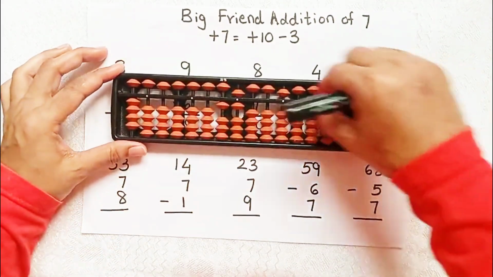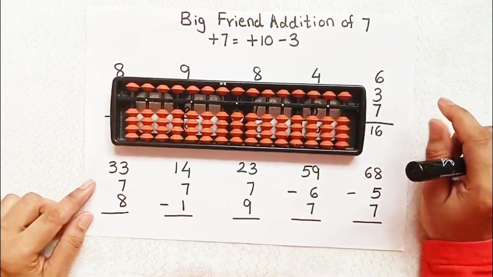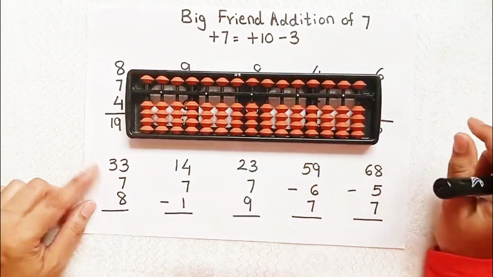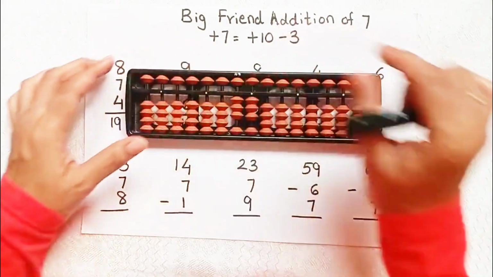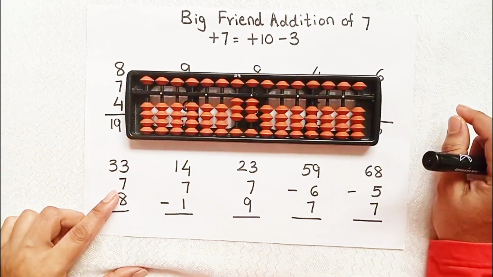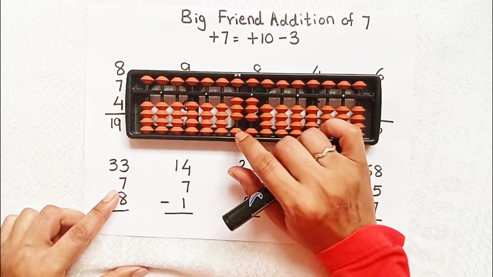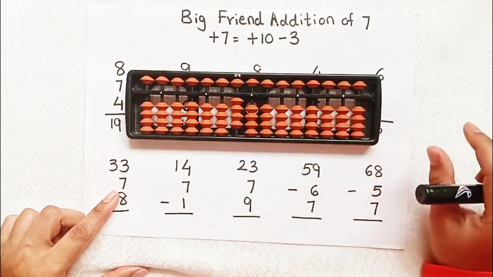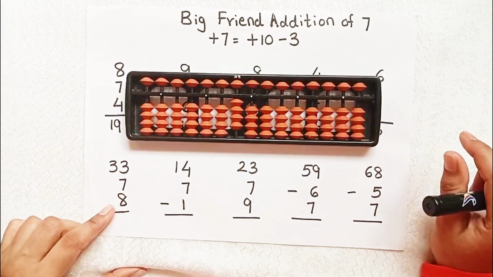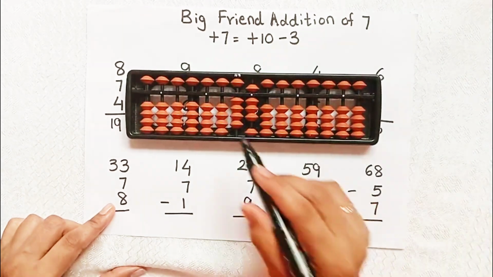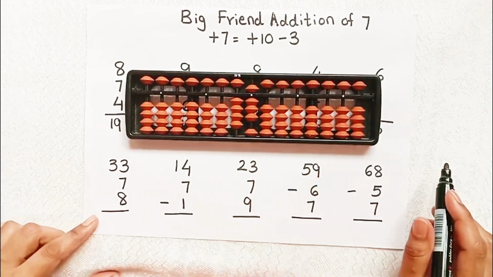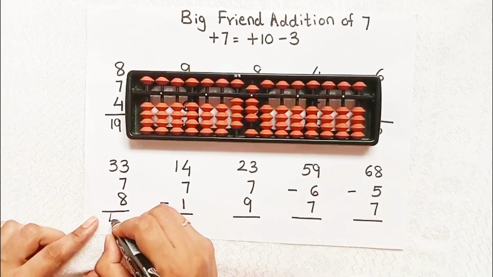Okay. Let's try these. 33 add 7. Add 7 is add 10 less 3. Add 8. We can do it directly. So my answer is 48.